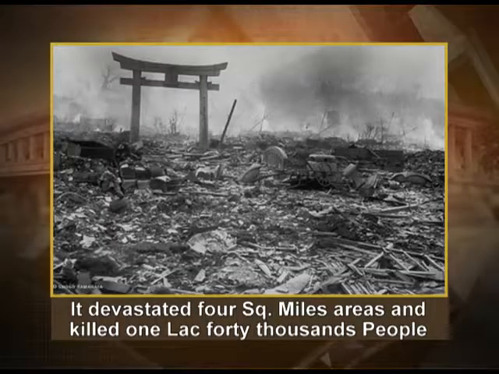On 6th of August 1945, as you know, a uranium bomb of 20 kilotons yield was exploded 1850 feet above in the air over Hiroshima for its maximum explosive effect. And as you can see in this picture, this bomb devastated 4 square miles of area, and it killed 1,40,000 people of the total almost 2,50,000 population of the entire region.